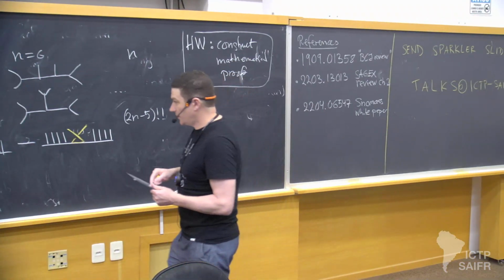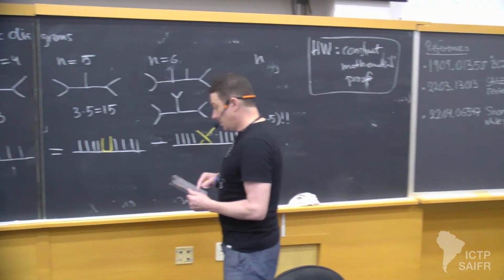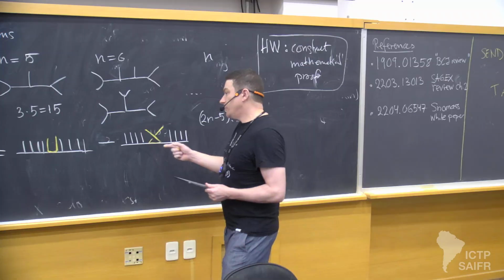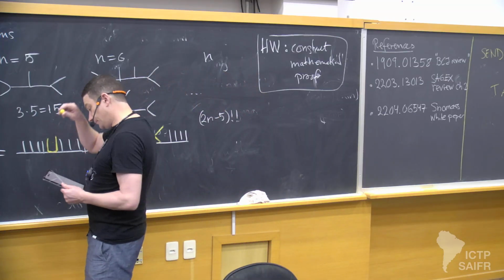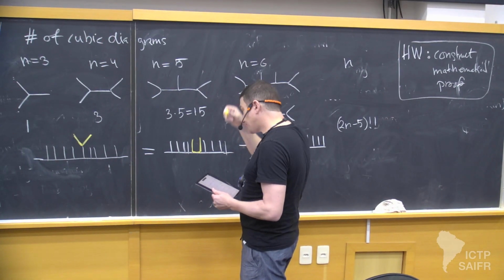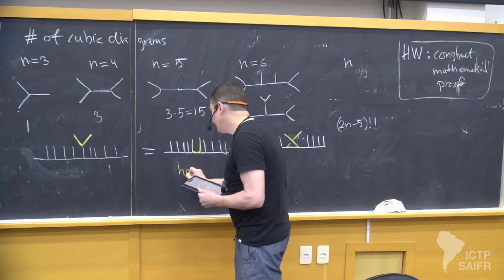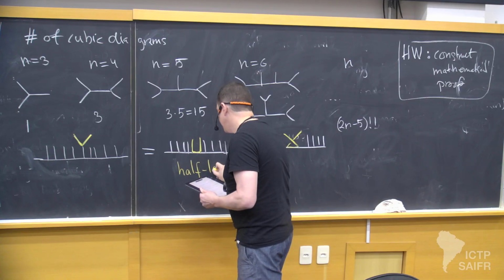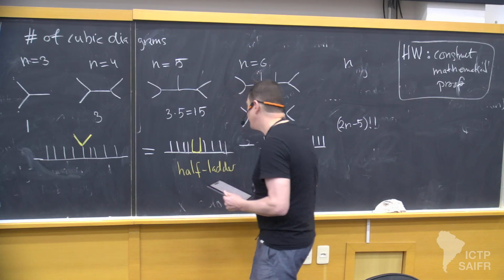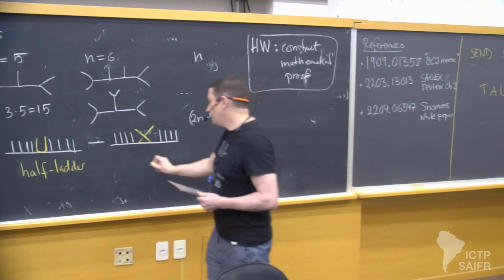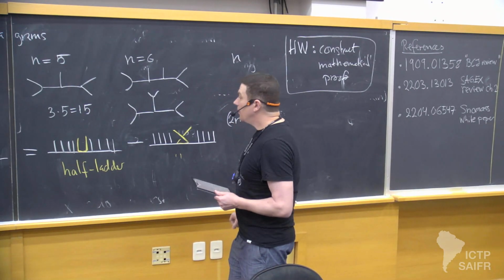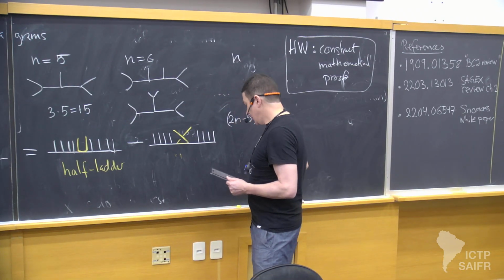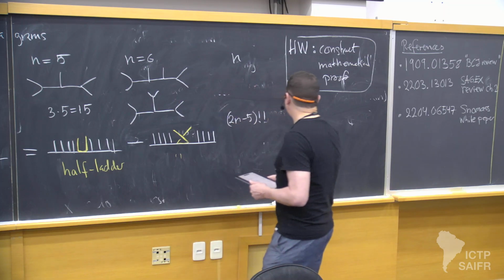Or forks, I guess people call them forks as well. So the thing is that you can always reduce this to this half ladder. And that's the same. All right. So now this actually takes me to the second homework.